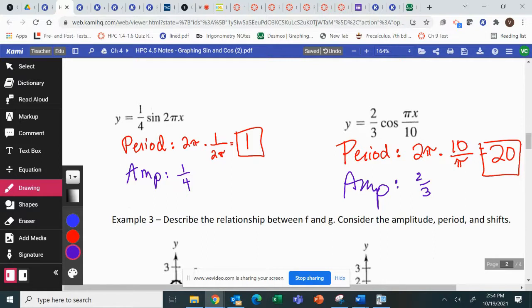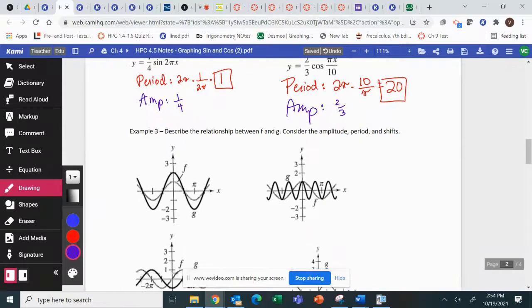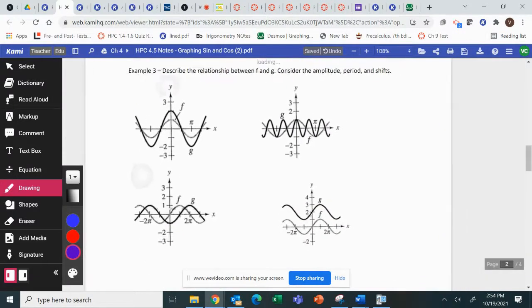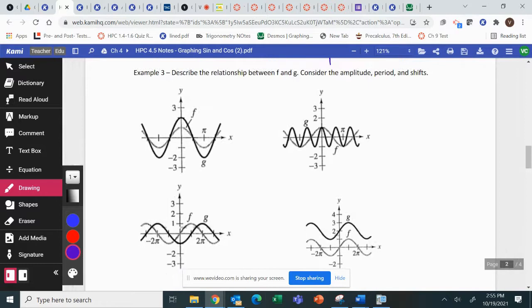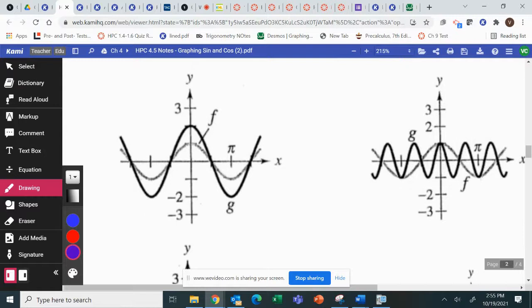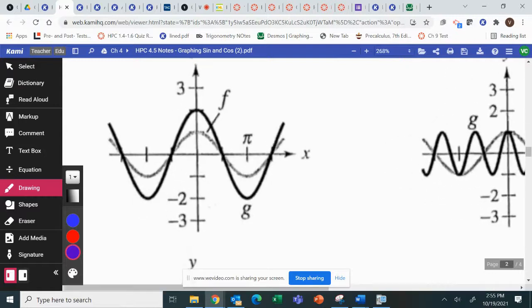So in my other class, we did these 4. Just going to look at them just overall. It's just basically what is happening from F to G, and G is the darker one in each of these. So if you're looking from F to G, what kind of transformation took place from F to G in the first one? There's only one. A vertical stretch, right.